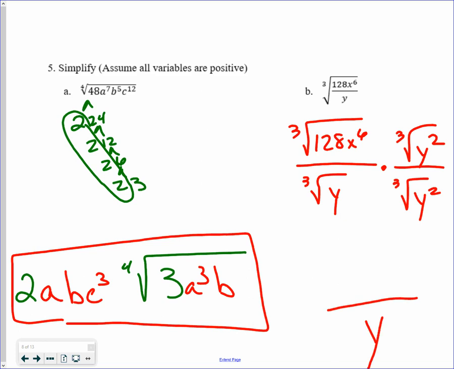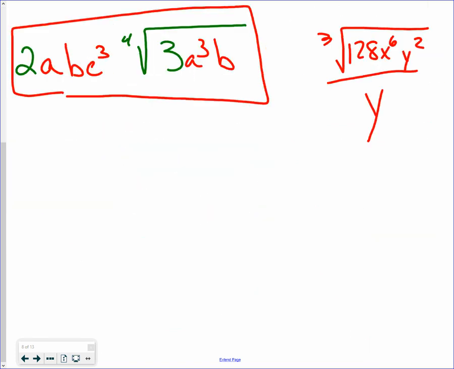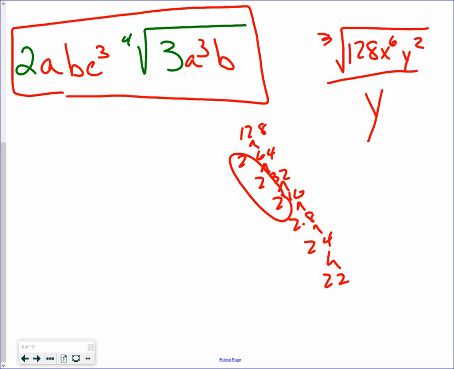Now the numerator, cube root 128x to the 6th, y to the 2nd. I now need to look to see if I can simplify that any further. So I'm going to go down here to give myself some space. 128 is 2 times 64, 2 times 32, 2 times 16, which is 2 times 8, which is 2 times 4, which is 2 times 2. There is a group of 3 and another group of 3, which makes 4 cube root of 2. X to the 6th, that's 2 complete groups and a y squared left over.